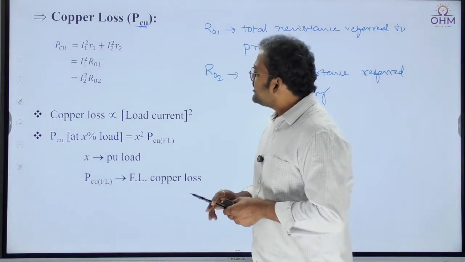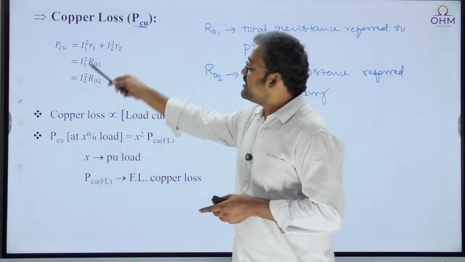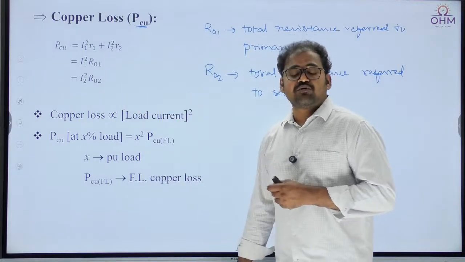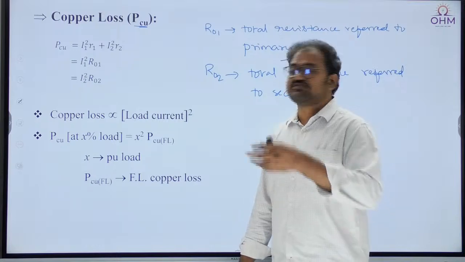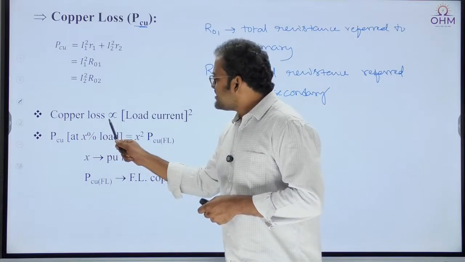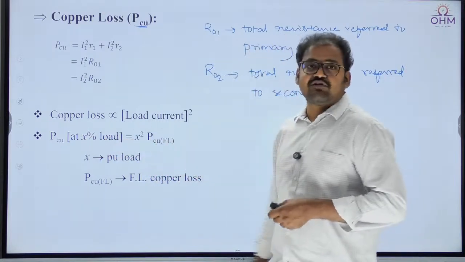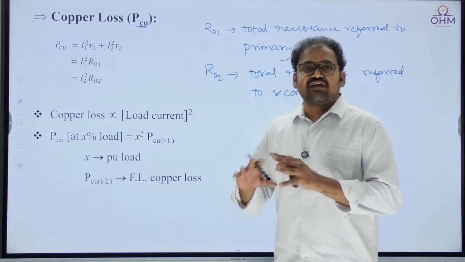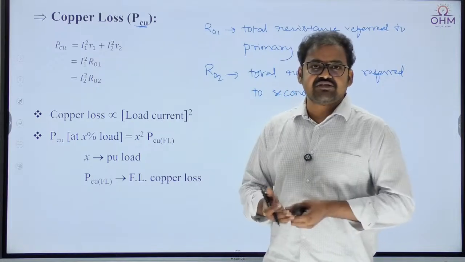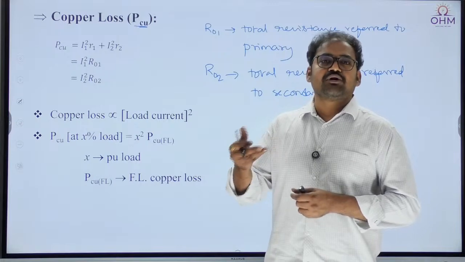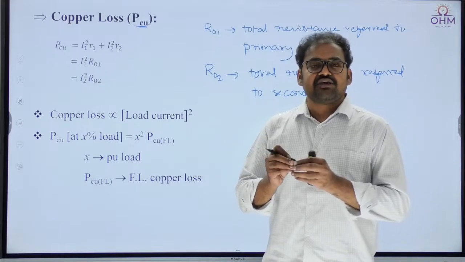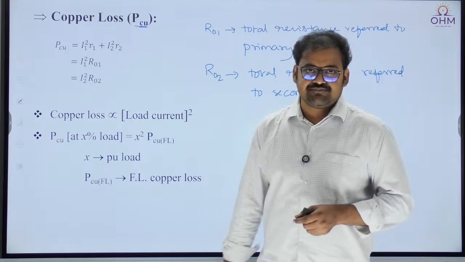An important observation: if you look at copper loss carefully, is it proportional to current or to the square of the current? Copper loss is directly proportional to the square of the load current. That means whenever the load changes, the current will change. If the current changes, copper loss will also change. That is why copper loss is a variable loss.